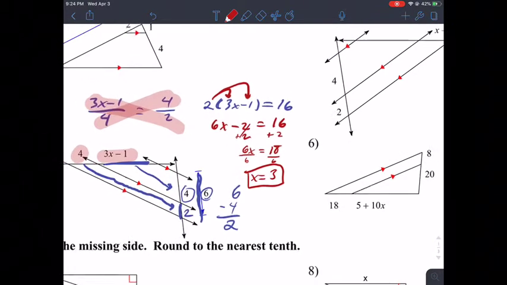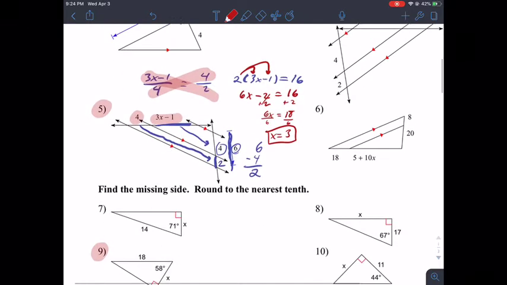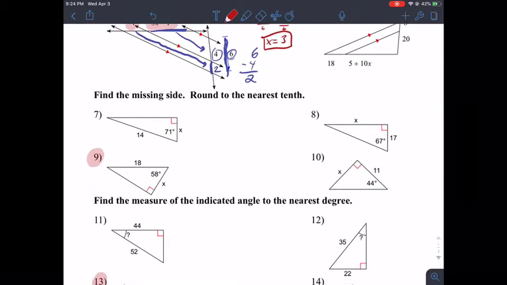Okay, not bad, right? It's just your simple proportionality statements. Now, fun stuff. Now we're going to talk about SOHCAHTOA.